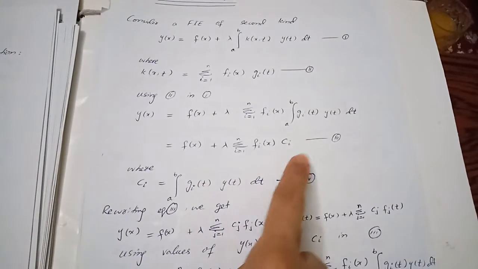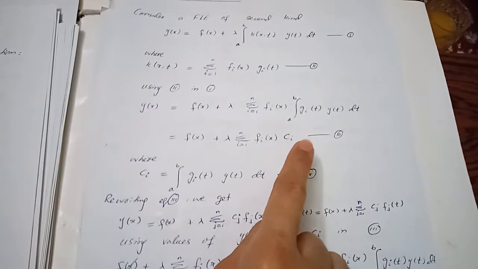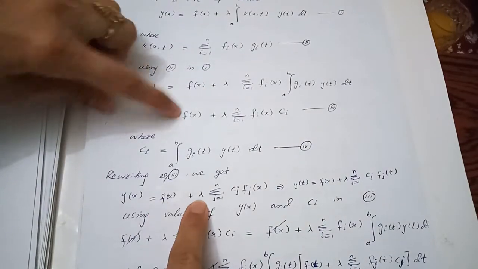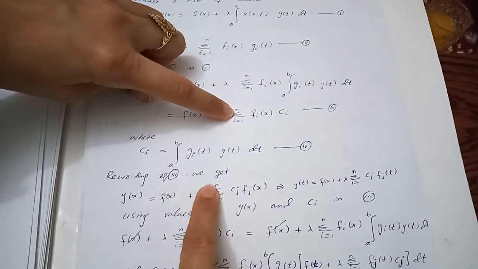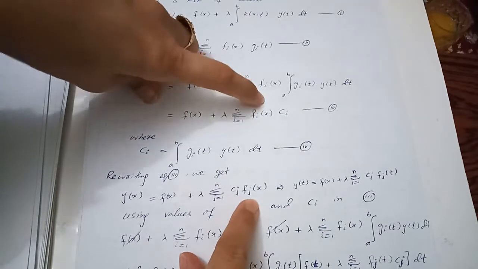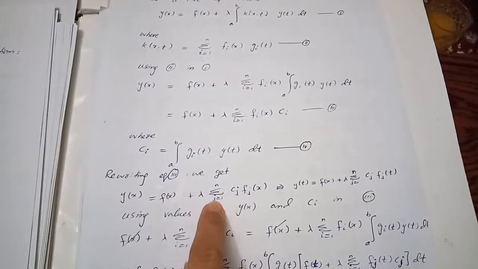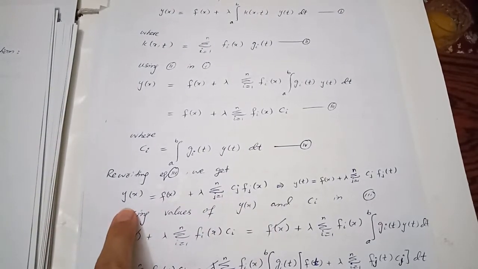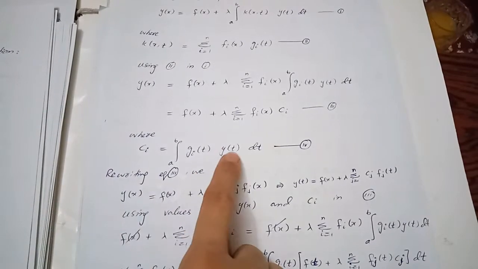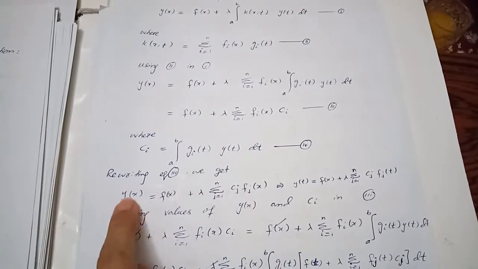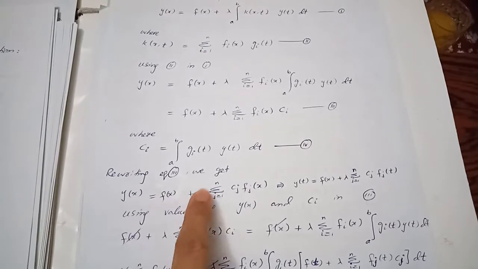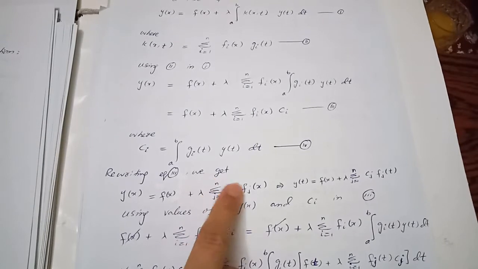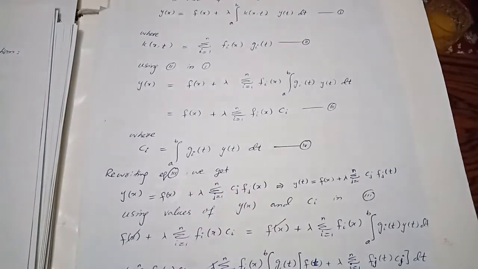Now I'm going to rewrite this equation 3. We can write this equation 3 as y of x equals f of x plus lambda summation j equals 1 to n c j and f j. We can just change this as well from i to j. Now I'm going to write this equation for variable t because I need here t. So y of t equals f of t plus lambda summation j equals 1 to n c j f j of t.